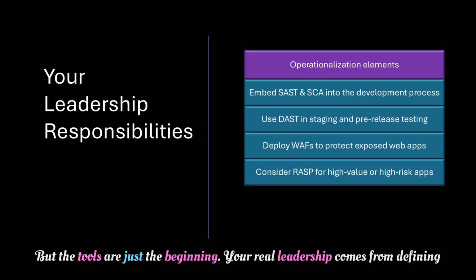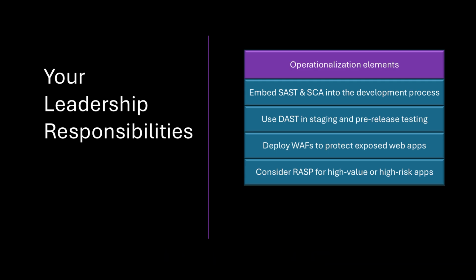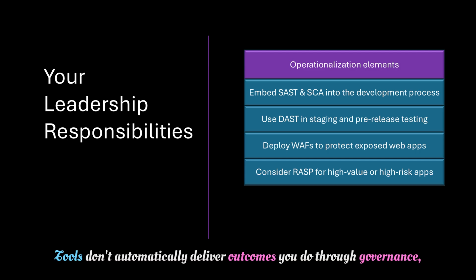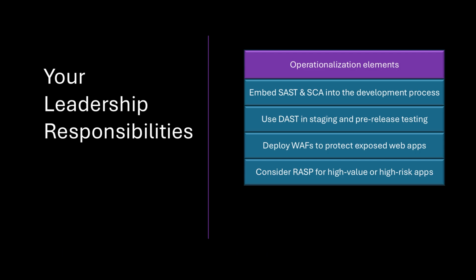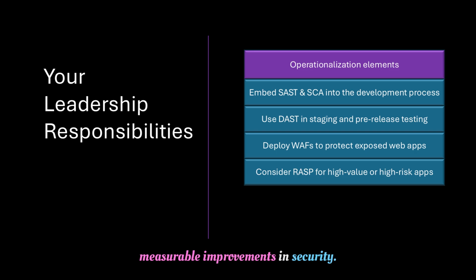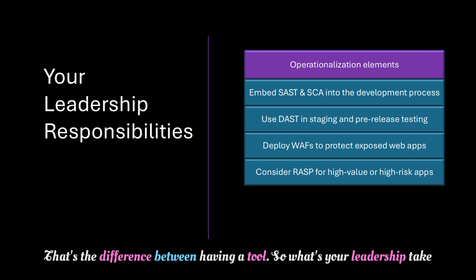But the tools are just the beginning. Your real leadership comes from defining what good looks like. You need to set clear thresholds for acceptable risk, integrate alerts into workflows your teams actually follow, and make sure that when vulnerabilities are detected, they're triaged quickly and resolved properly. Tools don't automatically deliver outcomes. You do. Through governance, prioritization, and visibility, you turn static reports into real, measurable improvements in security. That's the difference between having a tool.